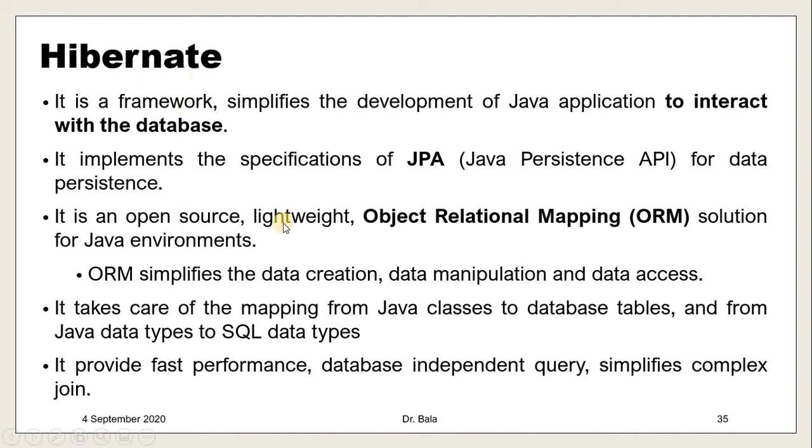Hibernate is an open source, lightweight object relational mapping solution for the Java environment. So object relational mapping, ORM, is a concept present in Hibernate. It's an open source lightweight component. So the Java environment can use ORM to connect with the database in the easiest way. What is the duty of this ORM? ORM simplifies data creation, data manipulation and data access.